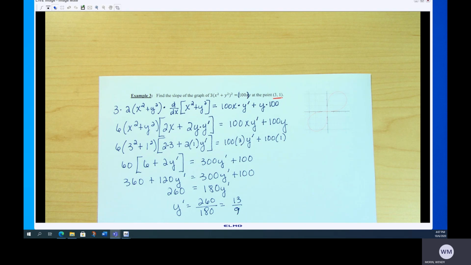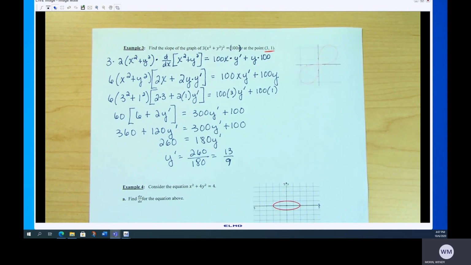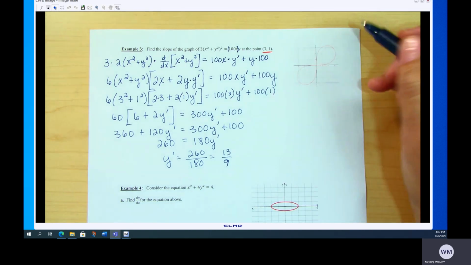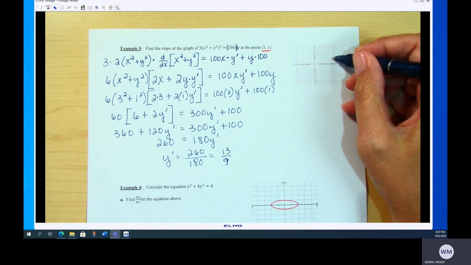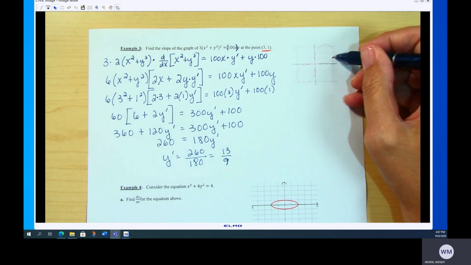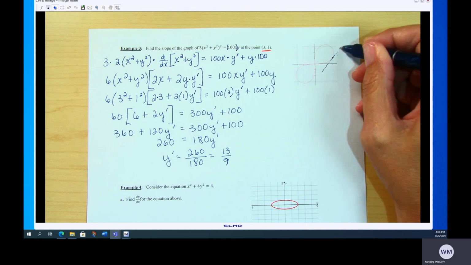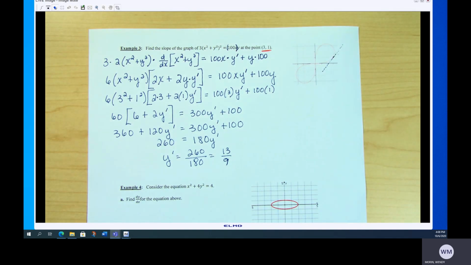What did you just find? You found the slope of the graph, the slope of the tangent line at 3, 1. So let's go over here. There's 3, 1. You found the slope of that tangent line, about 13/9. Okay? So that had everything in it that we've learned over the past couple of days. It had double chain and implicit differentiation. So that was a very, very good challenging problem.